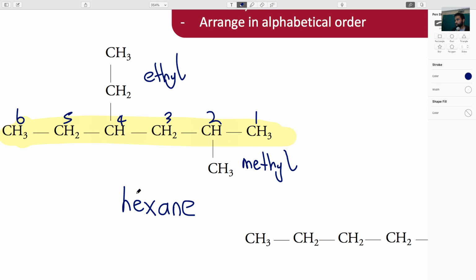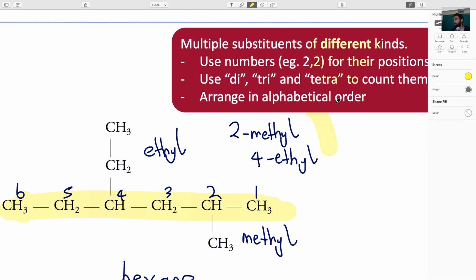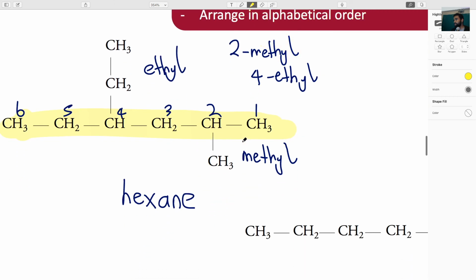So overall, let's write it up here. We're going to have a 2-methyl, and we're going to have a 4-ethyl. How do we arrange the 2-methyl and the 4-ethyl? All we need to notice is that E comes before M in the alphabet. It says when you have multiple substituents of different kinds, you want to arrange them in alphabetical order. So E comes before M, so we're going to put the 4-ethyl before the 2-methyl.